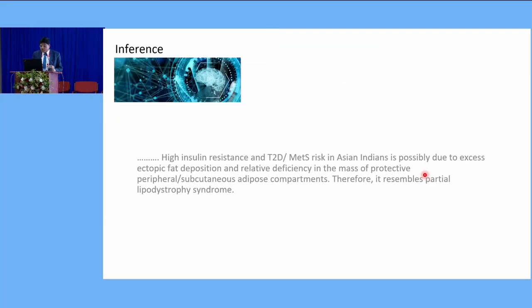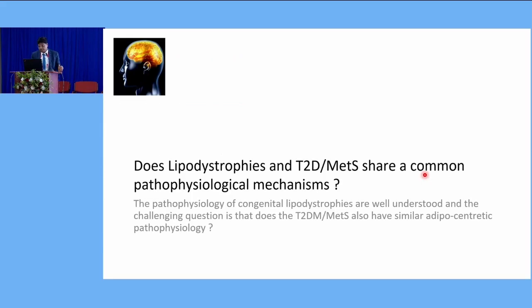And so high insulin resistance and T2D and metabolic risk in South Asian Indians is possibly due to excess ectopic fat deposition and relative deficiency of the mass of the protective peripheral subcutaneous adipose compartment. Therefore, it resembles partial lipodystrophy syndrome. So here the story begins. Partial lipodystrophy syndrome, less fat in the periphery, more ectopic fat. This resembles partial lipodystrophy syndrome, and the Indian phenotype also resembles this. Thus, lipodystrophy and T2DM metabolic syndrome share a common pathophysiological mechanism.